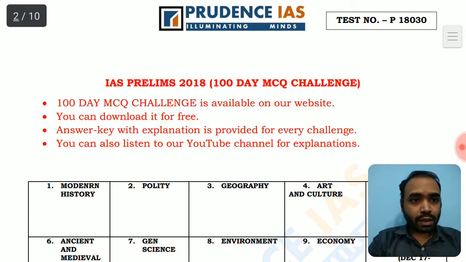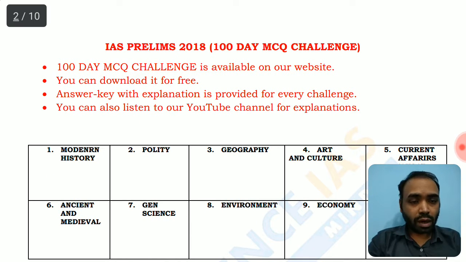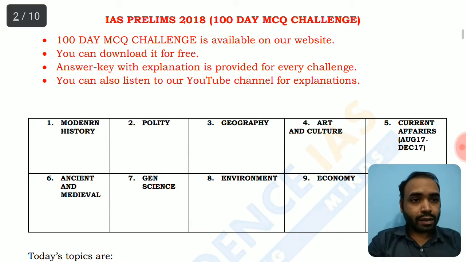And we have already covered the freedom struggle and modern Indian history in our first 10 challenges, and then the other 10 challenges were dedicated to the polity section. After the completion of the geography section, we are going to move on to art and culture, and then subsequently to the current affairs section.